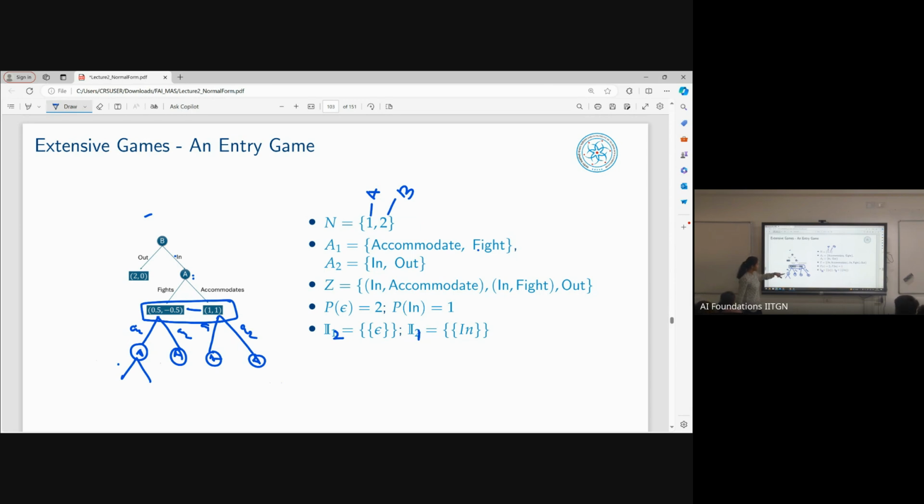Now, the information set for A would be, first of all, where it has to take an action when A has taken fight and B has taken A1. That would be 1. A has taken fight, B has taken A2, that would be 1. Accommodate A1, accommodate A2. There will be 4. Yes, that could be like equal fight. Yes, yes. Because for A, all of them are indistinguishable.